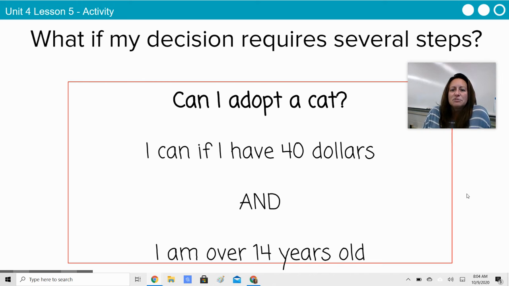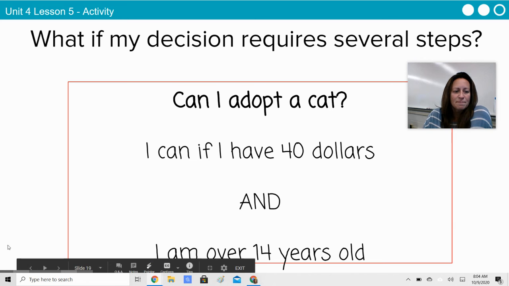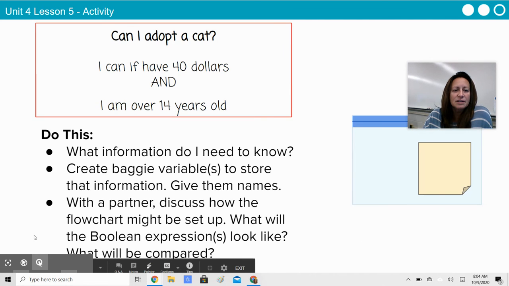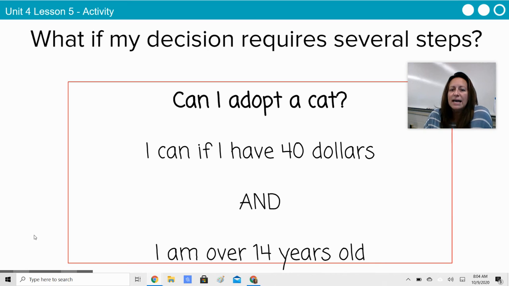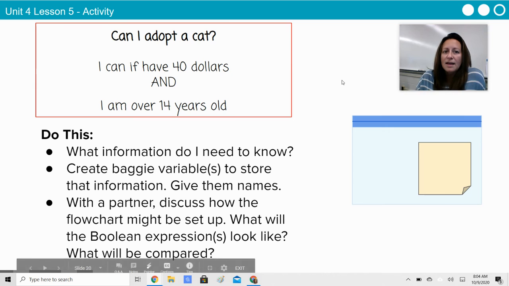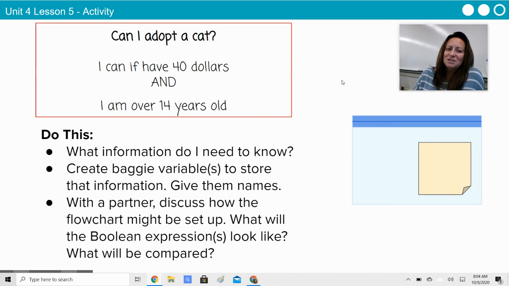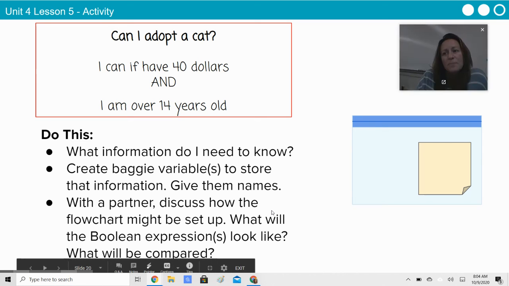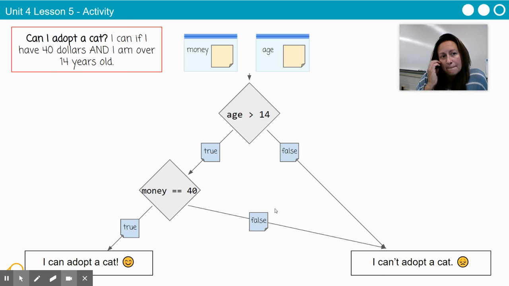All right, what if my decision requires several steps? What if the condition is I can adopt a cat if I have $40 and I am over 14 years old? Can I adopt a cat? I can if I have $40 and I'm over 14 years old. What information do we need to know now? We need to know how much money we have and what our age is.